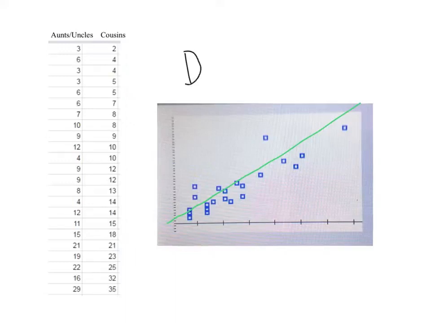So direction, it's positive. There's a positive direction here. I'll come back to outliers. Form, I think a linear equation would fit this best. And strength, I think it's fairly strong. I think the data fits pretty well along that line. In terms of outliers, I think the only one that might be an outlier, maybe this one. Maybe you could make a case that it is an outlier. Everything else seems really close to the line.